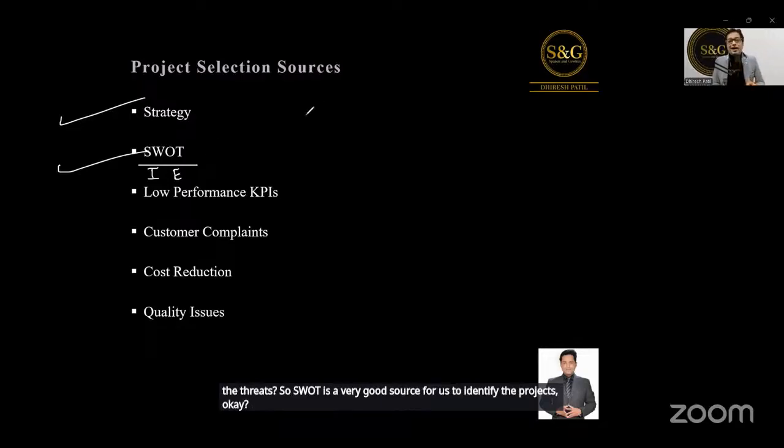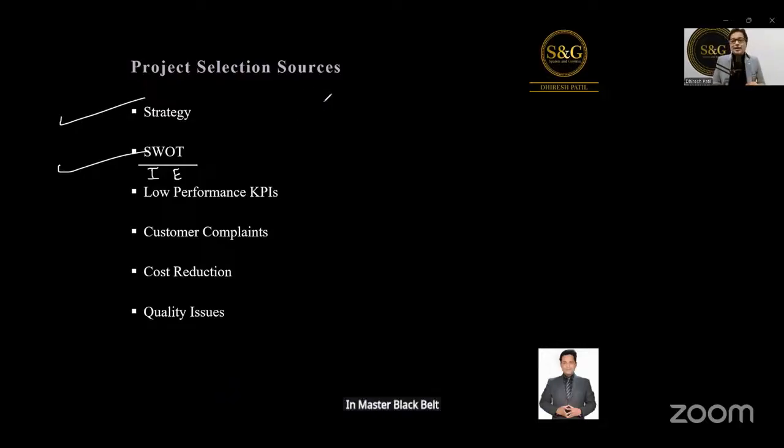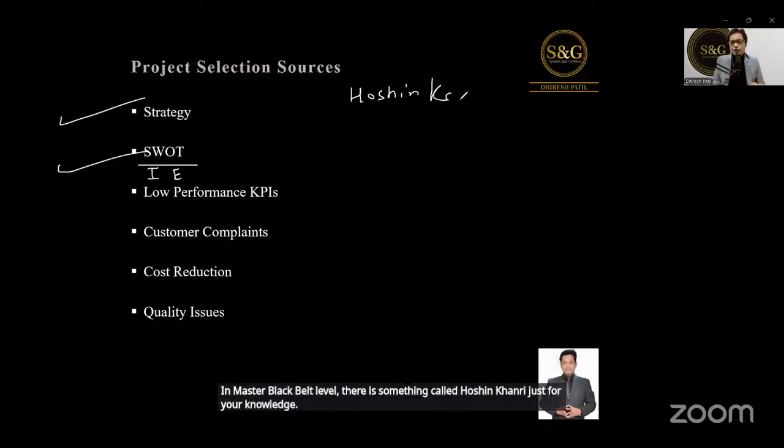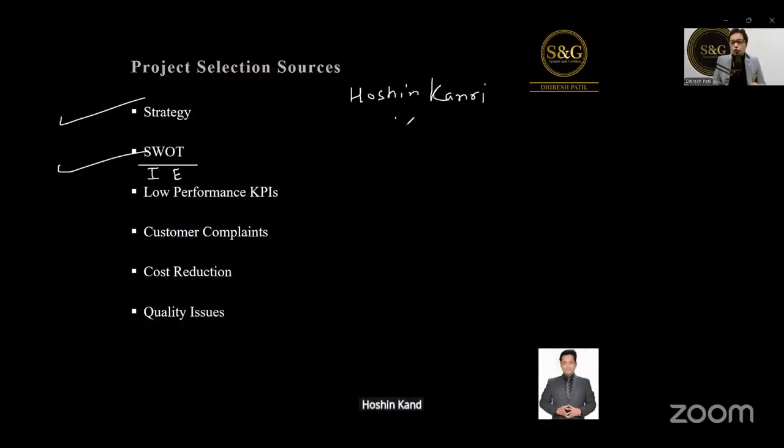Okay, in master black belt level, there is something called Hoshin Kanri. Just for your knowledge, Hoshin Kanri. It is also called the X matrix. Okay, so that's the very first topic of master black belt.